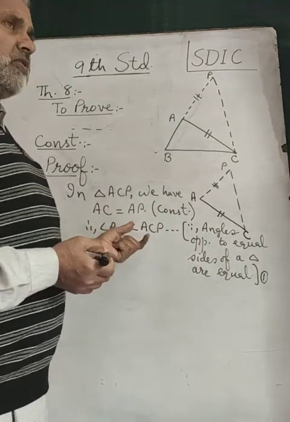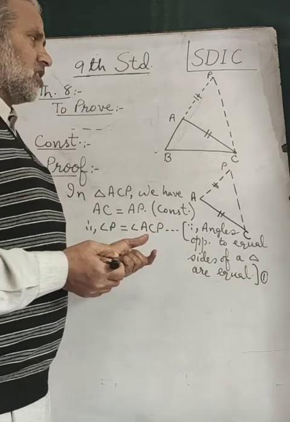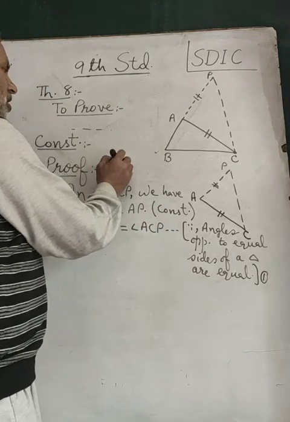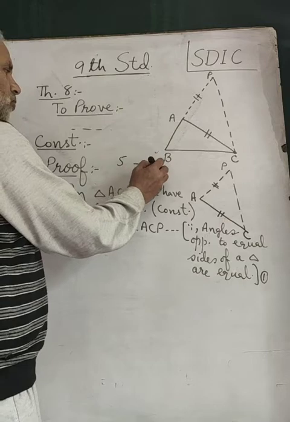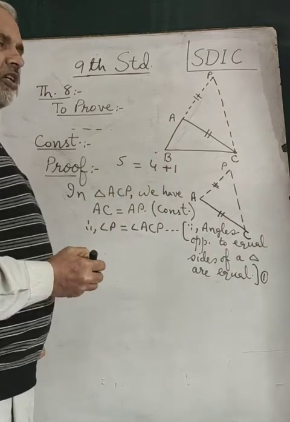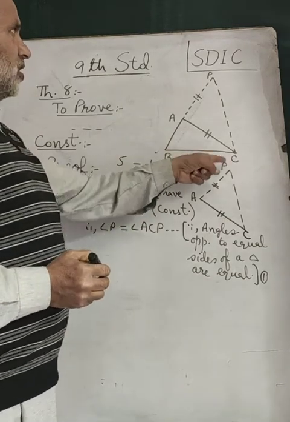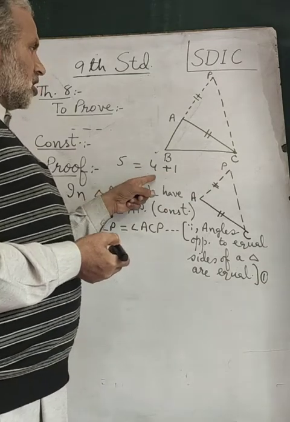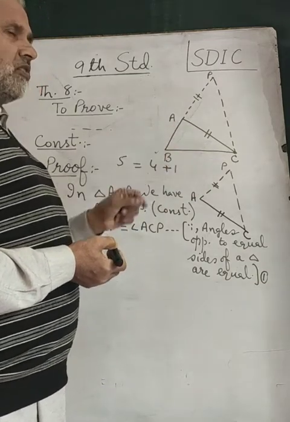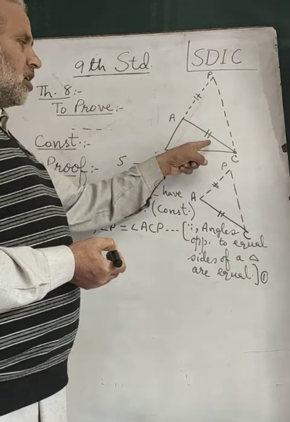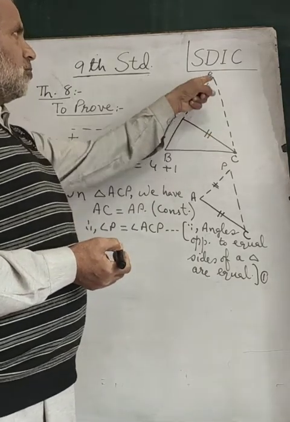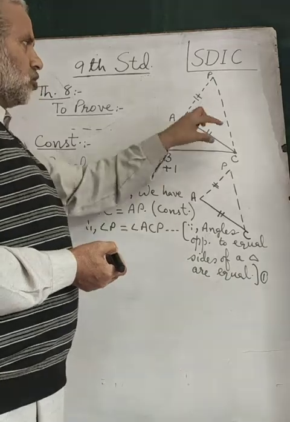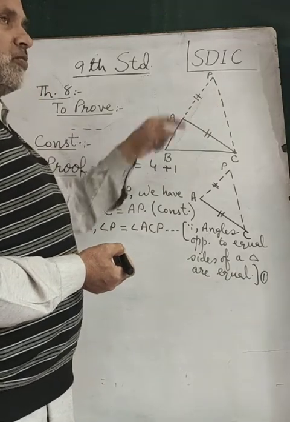And then the concept that was explained last time also, in case of numbers, if we have 5 equal to 4 plus 1, instead of 5 we have angle BCP here, the largest angle. Instead of 4 I have angle BCA, one of the parts. And instead of 1 I have angle ACP, the second part. These two angles together make angle BCP.